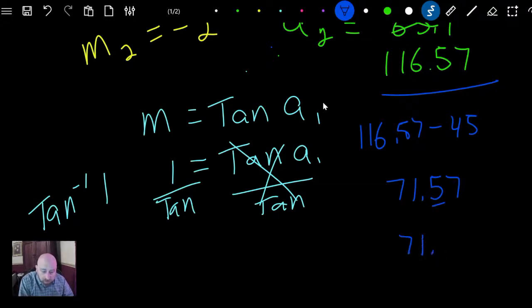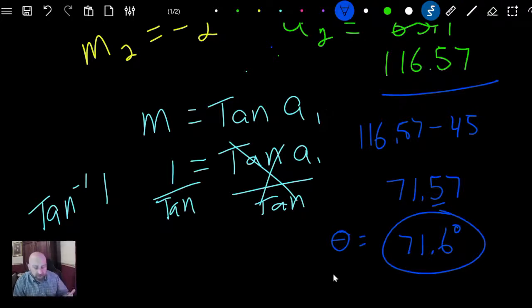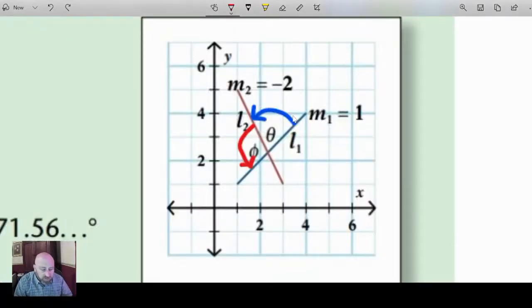So 71.6 degrees would be our angle of rotation, and that's our theta. That's our theta equals that. What was our theta? Let's jump back over here. What is our theta? This is the angle of rotation right here.